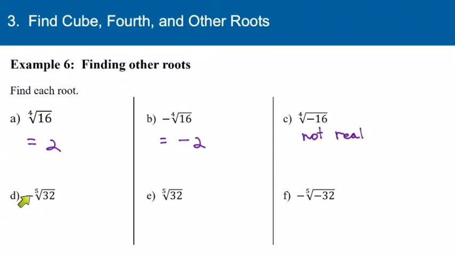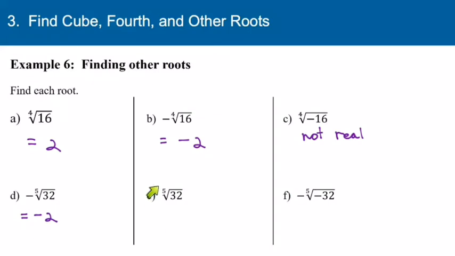On part D, we have the negative fifth root of 32. Well, we did not look at the fifth powers, but I don't think it will be very hard for you to realize that if 2 to the fourth power is 16, 2 to the fifth power is going to be 32, because 16 times 2 is 32. So the fifth root of 32 is 2. So we have negative 2 here.